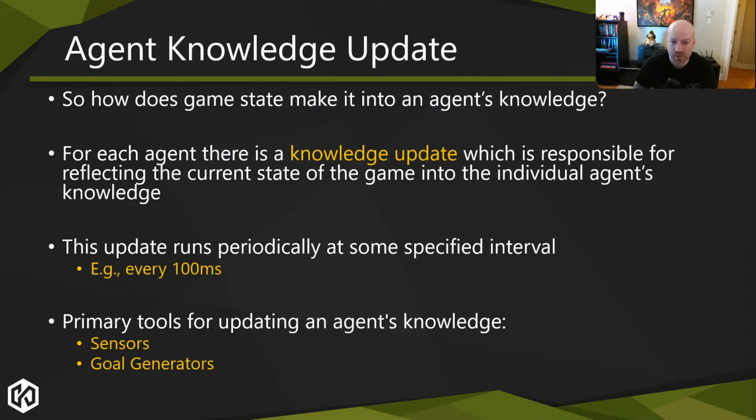Now, how do we get stuff into that actual knowledge? There's an update. The update runs occasionally. It doesn't have to run every frame. It's actually better that it doesn't. You can run it at a relatively slow interval, 100 milliseconds, 150 milliseconds. It's fine. We have 2 primary things to fill the agent's knowledge. The most common one that everybody's aware of is sensors. And then the goal generators are basically like an advanced sensor. They're just slightly different in the case of these goals that I have.